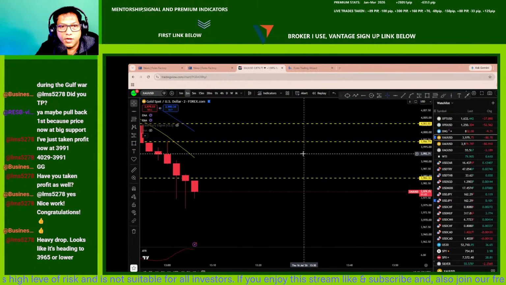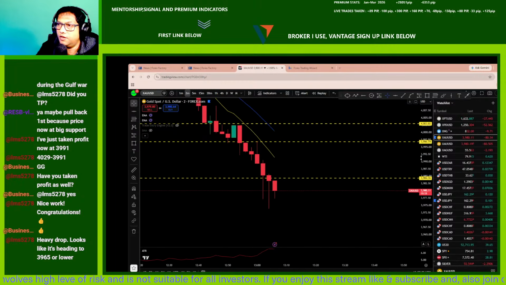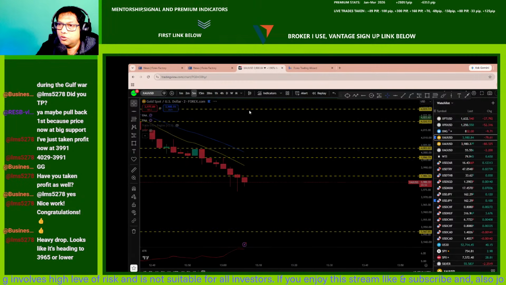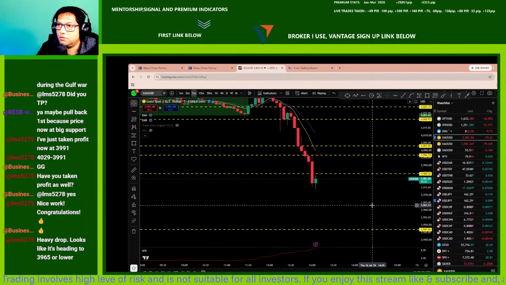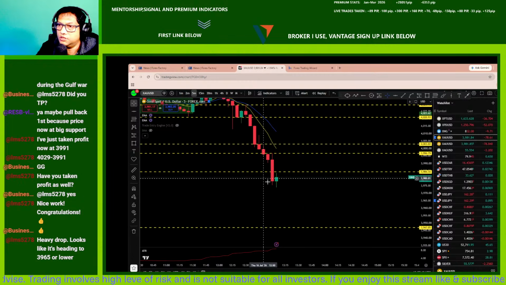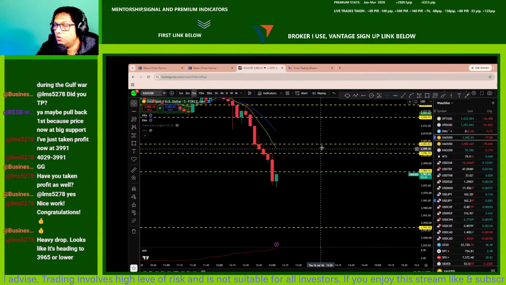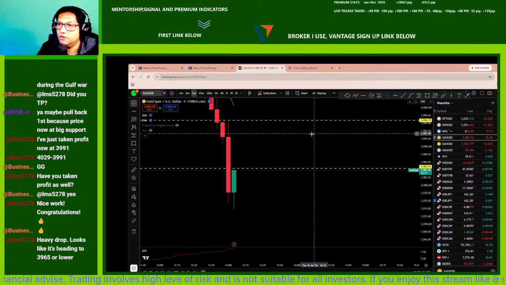Heavy drop. Looks like it's heading to 3965 lower. Yeah, this is a very heavy blow. So we will be looking at entry. Usually, if you look at this, this is another 5 minutes candle. You want to see a significant break of structure to be able to look for a sell.